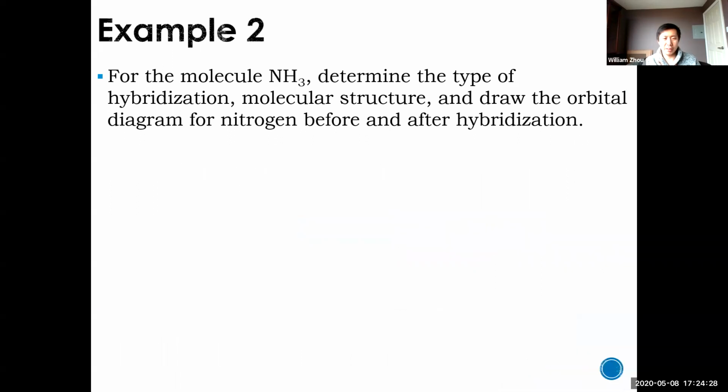So you would have example 2, NH3. You have ammonia this time. Determine the type of hybridization, the molecular structure, and draw the orbital diagram. This one is a little bit harder than the previous one. You have to consider what the nitrogen has to do. The nitrogen is making 3 bonds with hydrogen, but is that it though? No, the nitrogen also has a lone pair.